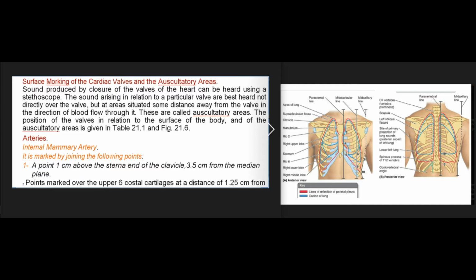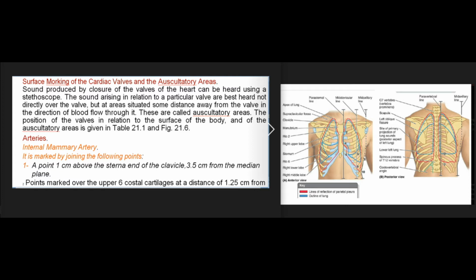Sound produced by closure of the valves of the heart can be heard using a stethoscope. The sound arising in relation to a particular valve are best heard not directly over the valve, but at areas situated some distance away from the valve in the direction of blood flow through it. These are called auscultatory areas. The position of the valves in relation to the surface of the body, and of the auscultatory areas is given in Table 21.1 and Fig 21.6.